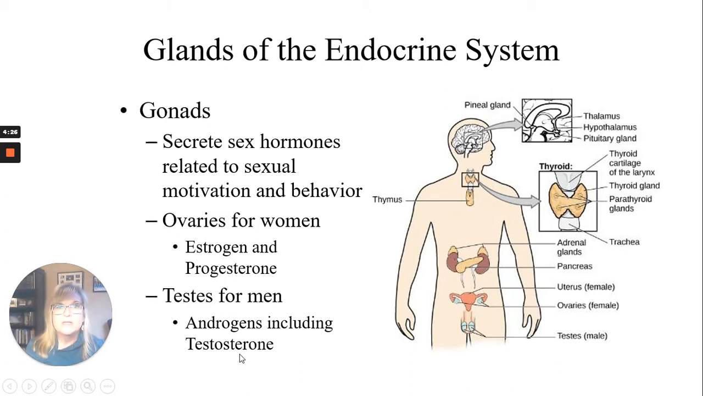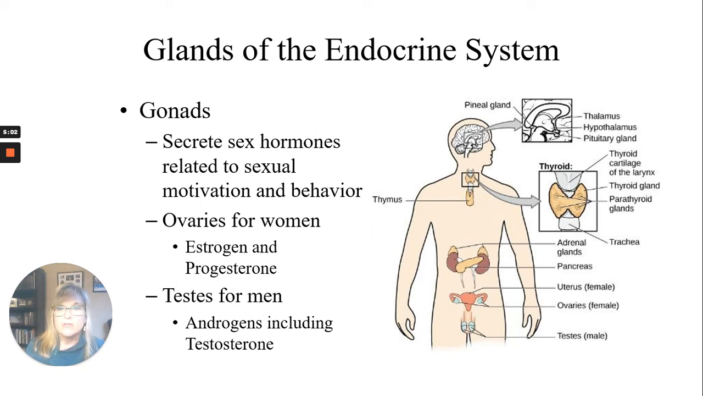The final glands that we're going to talk about are the gonads, which are the glands that actually secrete sexual hormones. I must be having trouble talking about sex today. They're related to sexual motivation and behavior. For women, they're located in the ovaries, and for men, they're located in the testes. For women, the ovaries produce estrogen and progesterone, and for men, the testes produce androgens, including testosterone.